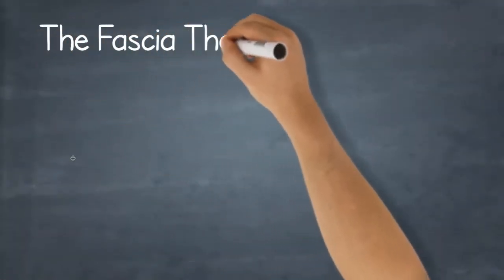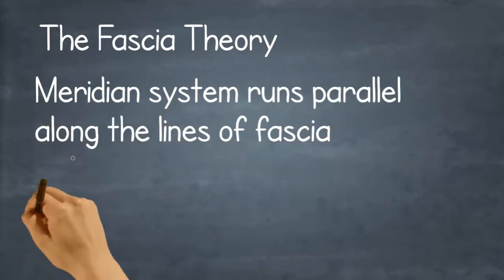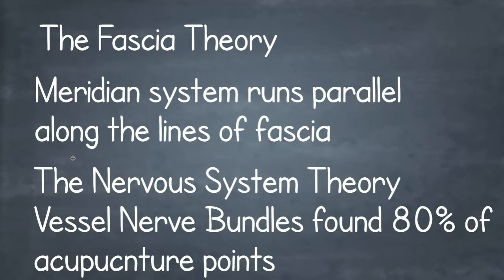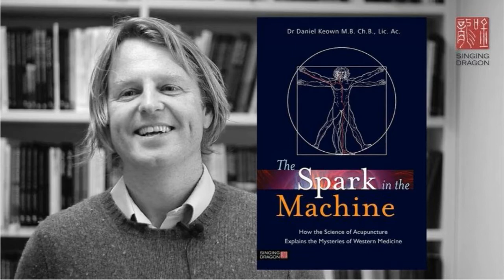The fascia theory proposes that the meridian system runs almost identically along the lines of fascia throughout the body. Another theory is the nervous system theory. Other scientists suggest that acupuncture points are really just sensitive points along the nervous system. This is supported by the fact that vessel nerve bundles are found in the location of approximately 80% of acupuncture points. However, vessel nerve bundles are also found in areas where there are no acupuncture points.